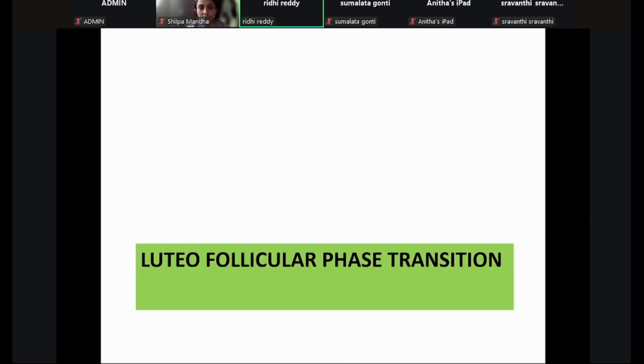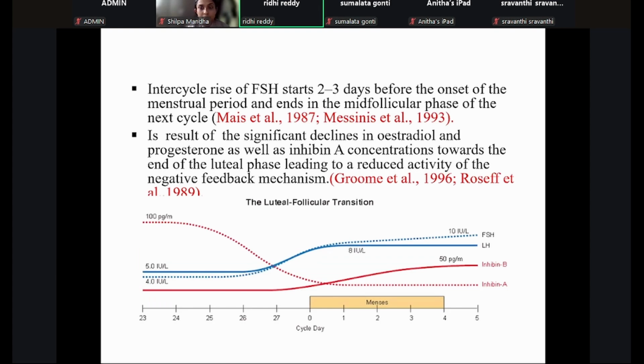Then again, the luteofollicular phase transition. What happens before the menses: there will be an intercycle rise of FSH that starts 2 to 3 days before the onset of the menstrual period, and it ends in the mid follicular phase of the next cycle. This FSH rise, which starts before the menses, is maintained till the mid follicular phase.